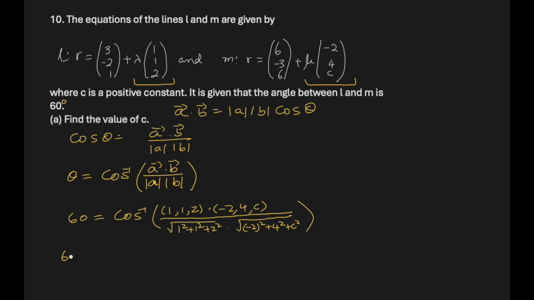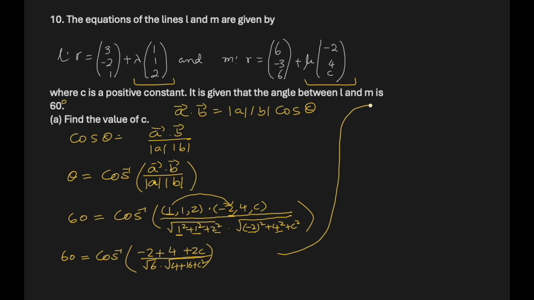So 60 equal to cos inverse. The dot product is when x multiplies with x, y multiplies with y, and they are added. So 1 multiplied by minus 2 is minus 2, plus 1 multiplied by 4 is 4, plus 2 multiplied by C. This comes out to be 1 plus 1 plus 4, square root 6. And this is 4 plus 16 plus C square.